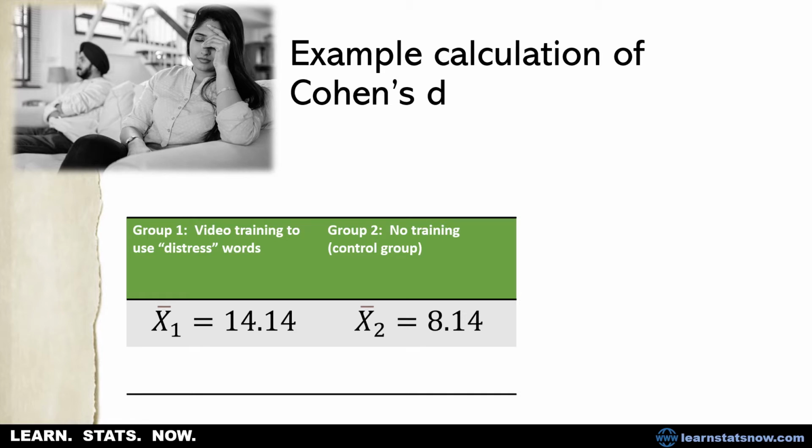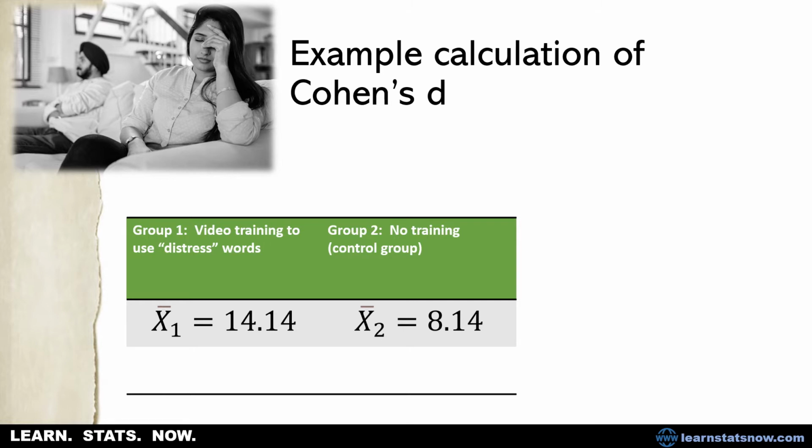Now, then there was a 5-minute discussion that each participant had with their partner, and the number of distress words were counted, and there was a difference in the means between the two groups in terms of the number of distress words that were used. So the first group that had the video training showed more distress words used in that 5-minute conversation than did the control group. So that's the first thing we need.